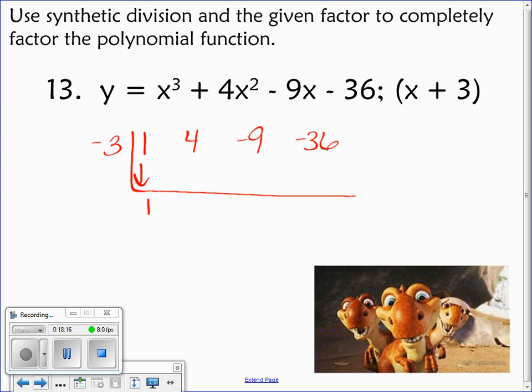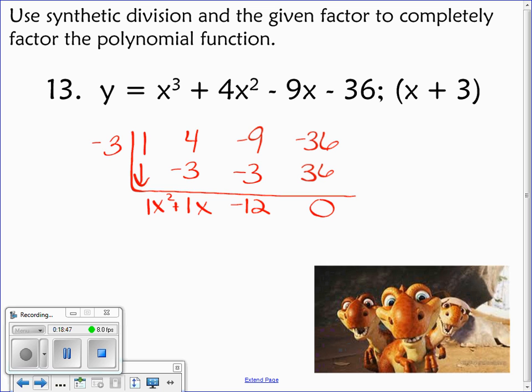So negative 3 times 1. 4 minus 3. Negative 3 times 1. Negative 9 minus 3. Negative 3 times negative 12. Negative 36 plus 36. If I'm asking you to divide, you should have a 0 there. Fill in your x's. Where do I start? x squared plus 1x minus 12.